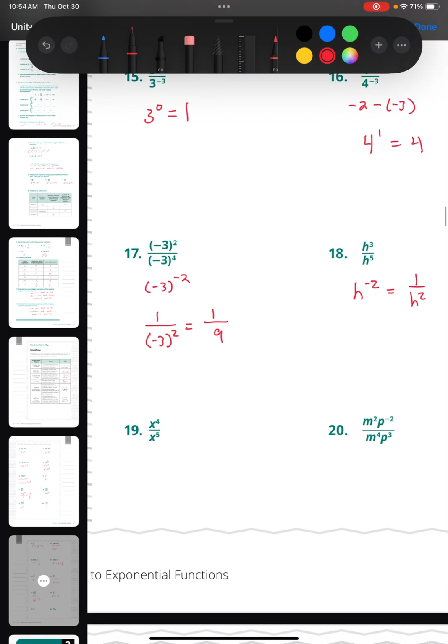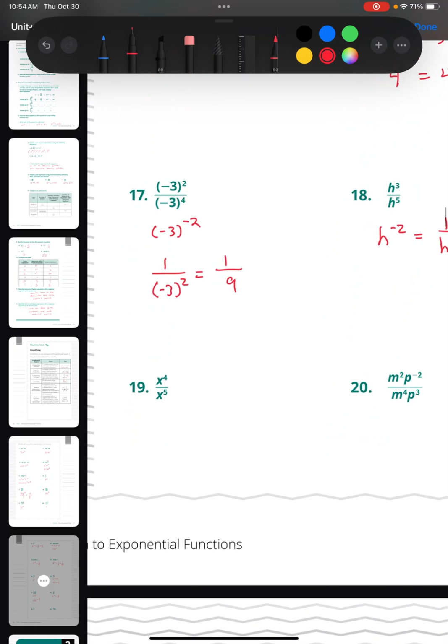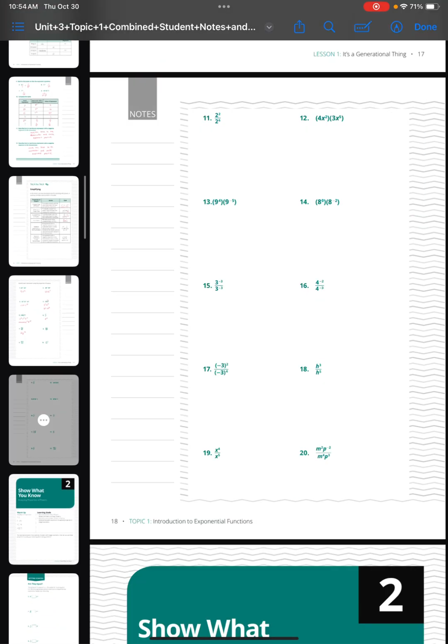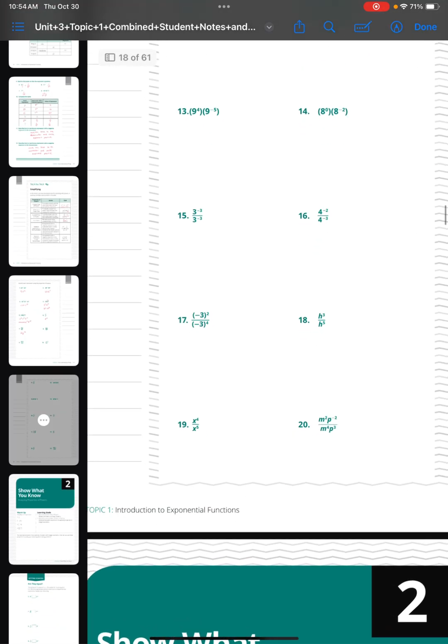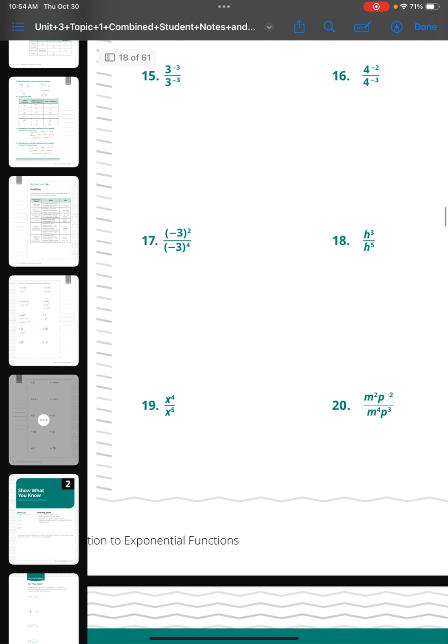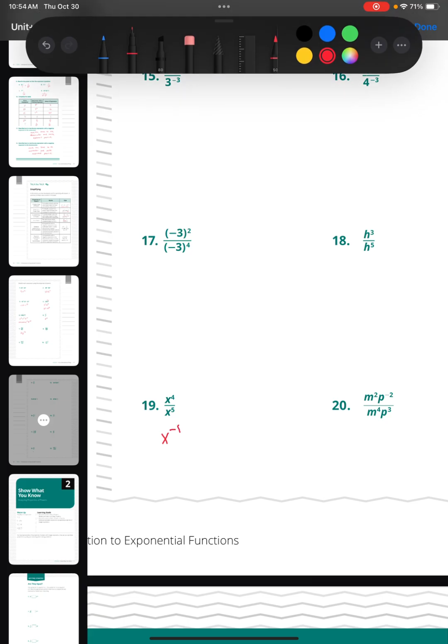And our last two, subtracting again. Oops, lost my page. Let me go back. Again, if you need to fill those in, just go back and fill those in. Rewind the video. So our last two, 19 and 20. 4 minus 5, we get x to the -1. So again, move that to the opposite side of the fraction. Becomes 1 over x to the first power.